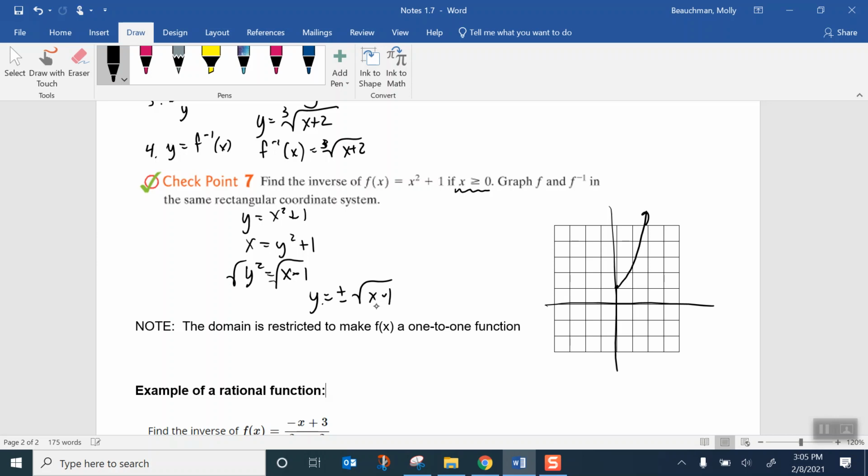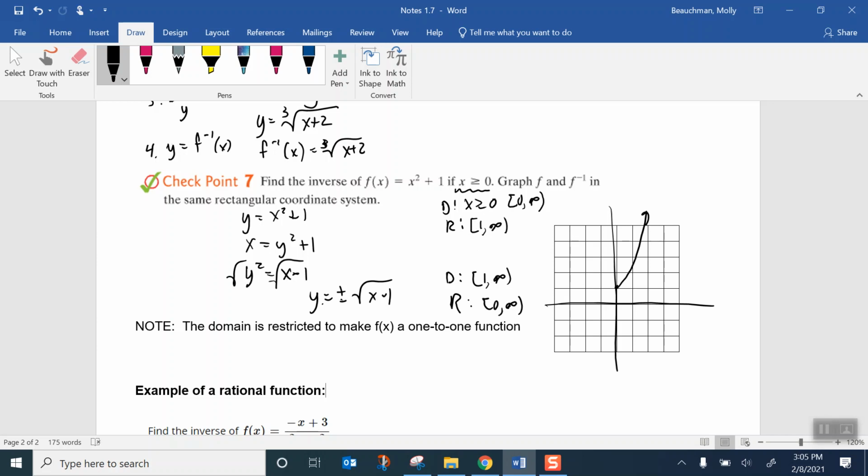This has two pieces to the function. There's only one of those that makes sense. We have to restrict the domain. So here, if the domain is x is greater than or equal to 0, notice the range ended up being from 1 to infinity. The domain is from 0 to infinity. So when I restrict and switch in the inverse, then the range becomes 1 to infinity, or the domain is the range of my other function, and the range is the domain of my original function.